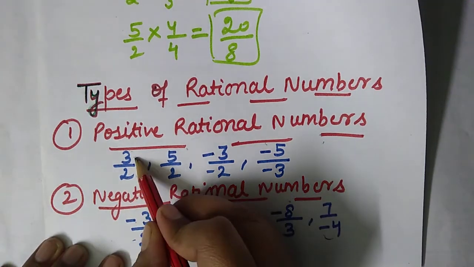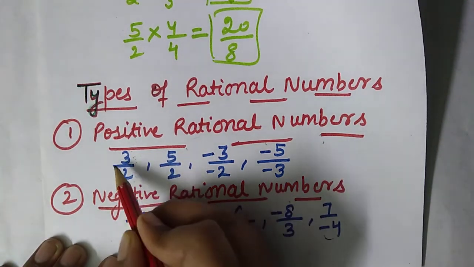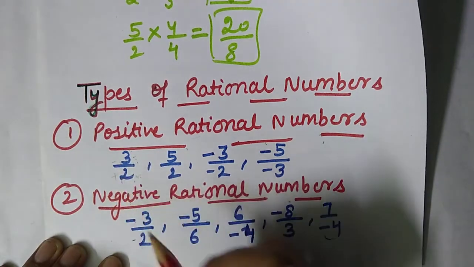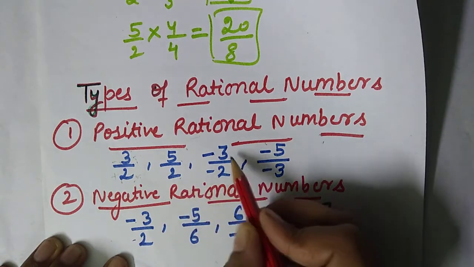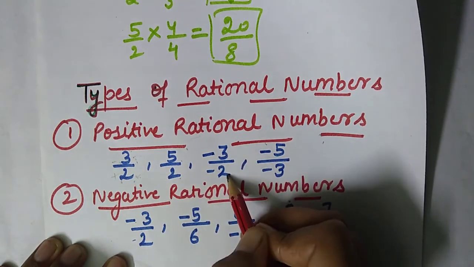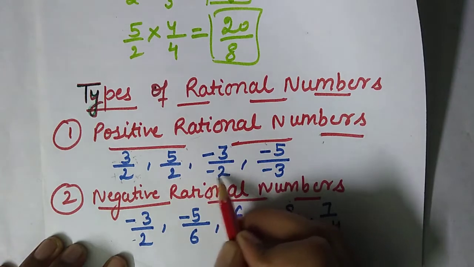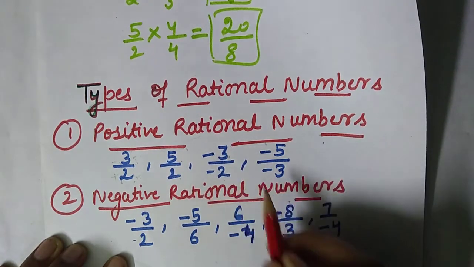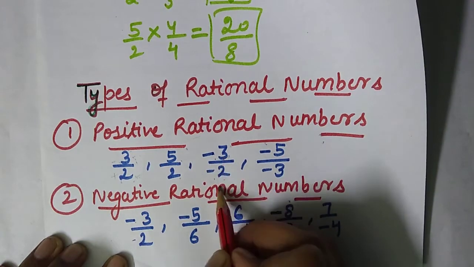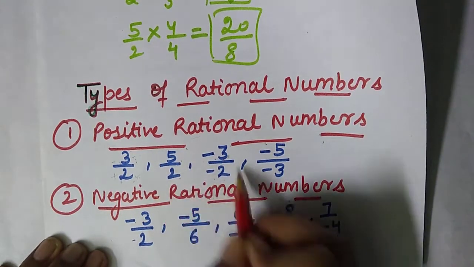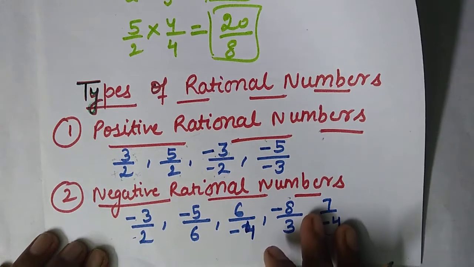So 3/2 is a positive rational number because numerator and denominator are both positive. 5/2 is also a positive rational number. -3/-2 is also a positive rational number, because the numerator and denominator have the same sign, that is negative. So these are the types of positive rational numbers.